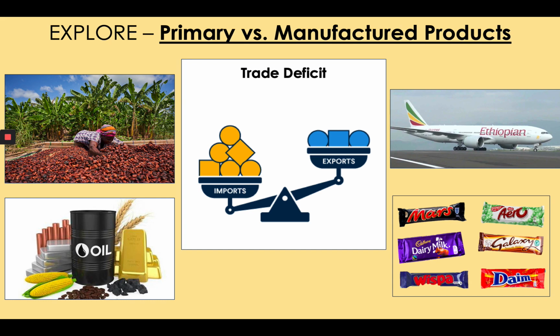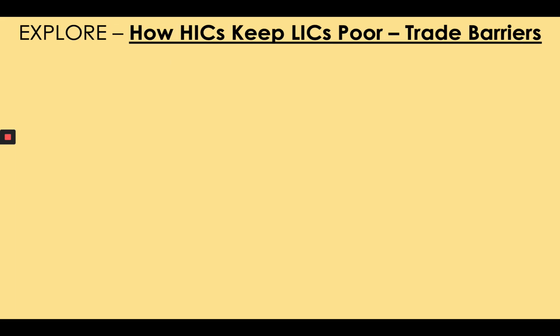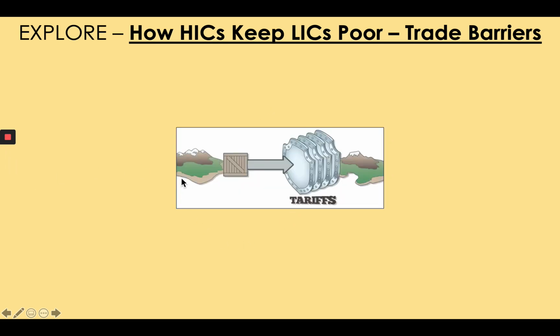Second economic cause. HICs actually are partly responsible for keeping LICs poor through something called a trade barrier. Write this subtitle, please. The example of a trade barrier that I'm going to show you today is called a tariff. Here's how it works.